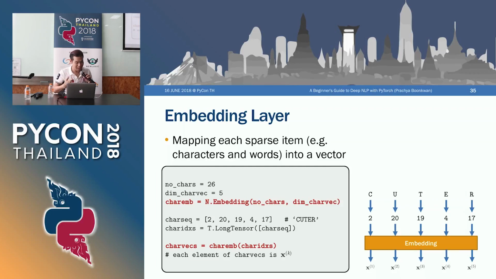And based on that, once you've got a series of characters or the linguistic unit that you're talking about, like CUTER, that's the characters. So basically, you index each of them with numbers, and then you pass it through the embedding layer. So you've got a matrix containing the embedding vectors for each element. The X means the embedding vector for each element.